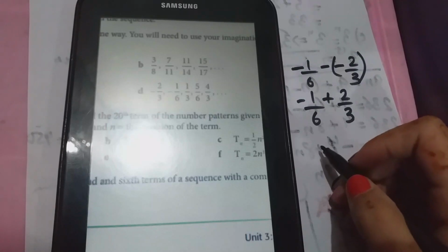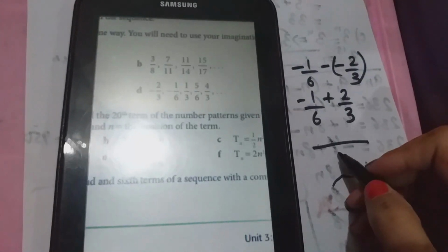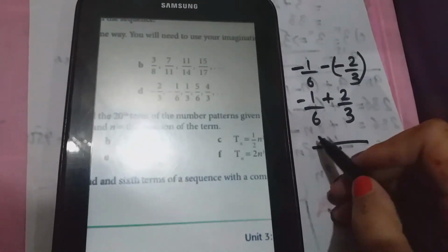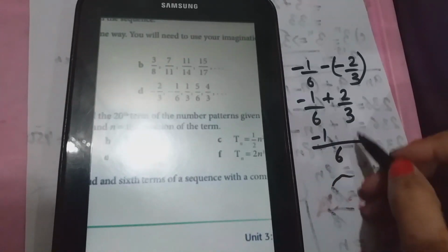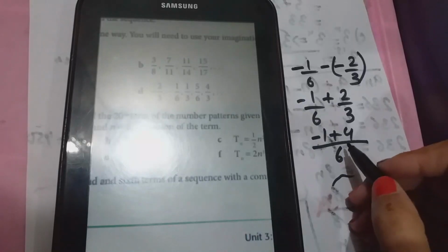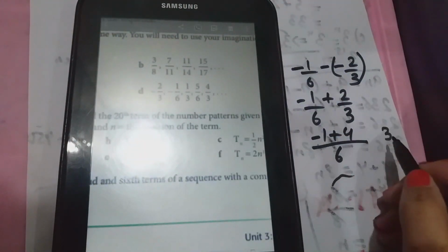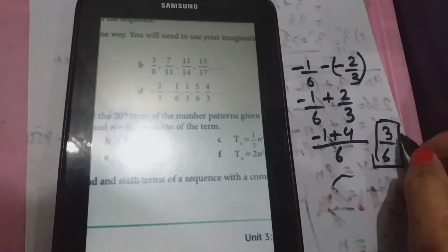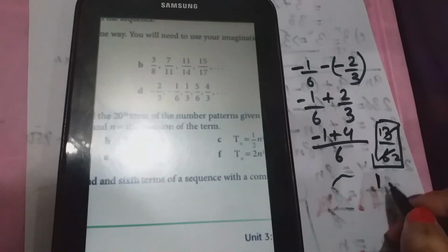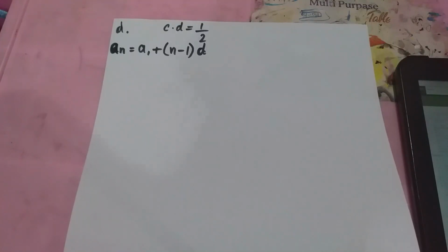The LCM of 6 and 3 is 6. So 6 1s are 6, 1 into 1, minus 1. 3 2s are 6, 2 into 2, 4, plus 4. So 4 minus 1 is what? 4 minus 1 is 3 by 6, or if we simplify it, we can say 1 by 2. So we found that the common difference for part D was 1 by 2, right?